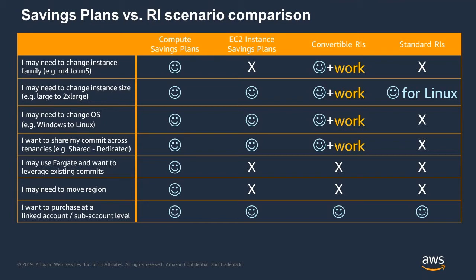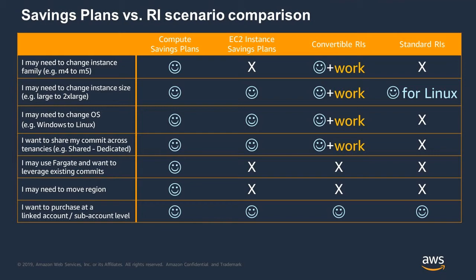However, with standard RIs, that only works automatically under a Linux operating system. If you ever need to change operating system into the future and still take advantage of the dollar commitment you've made, that works for Compute, EC2 Savings Plans, and also convertible RIs. If you need to share your commitment across tenancies, so across shared and dedicated, then again the first 3 options work.